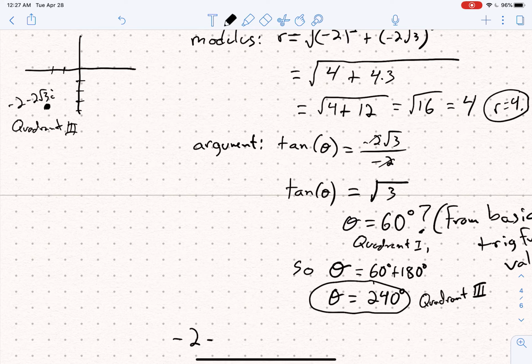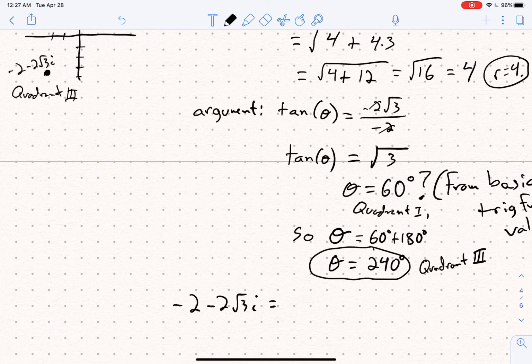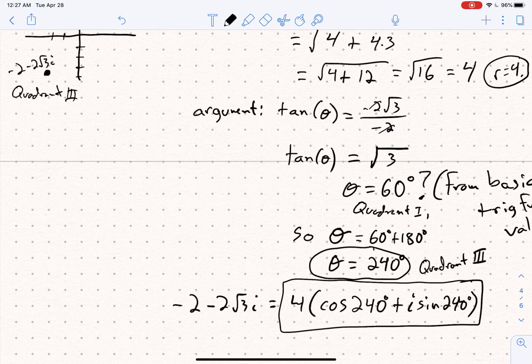So this number minus 2 radical 3i is equal to, in polar form, 4 times cosine 240 plus i sine 240. And I'll label those degrees just to make sure we don't forget we're working in degrees here. Here is the polar form of this number. Pause now if you want to work through C and D on your own, and then come back and we'll do them. Here we go.